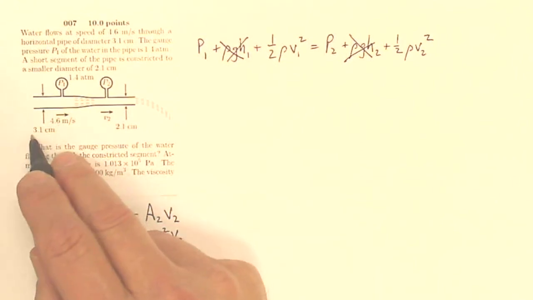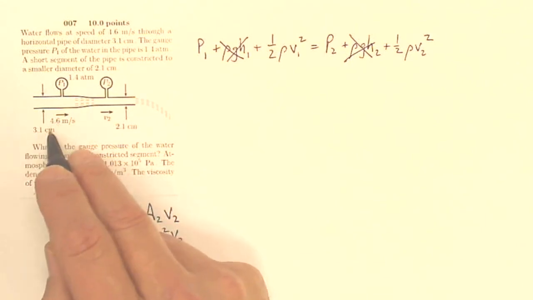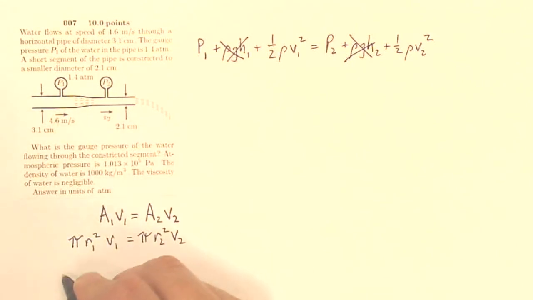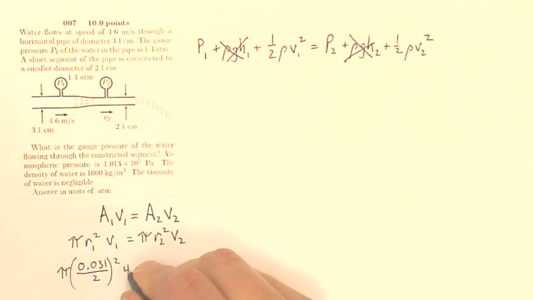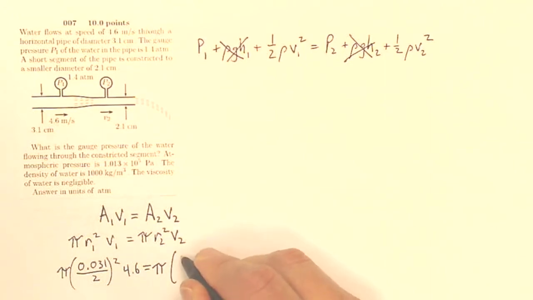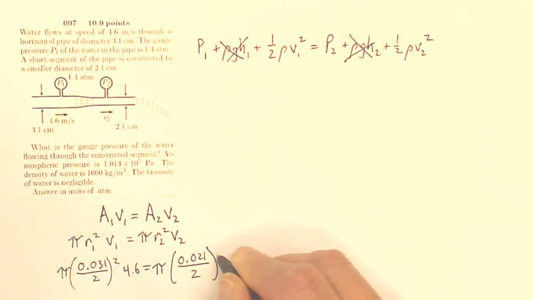But this is centimeters in diameter, so I'm going to have to turn that into a radius. So my radius here, this is going to be pi times 0.031 divided by 2, because they give me a diameter, squared times my velocity of 4.6 equals pi times my radius 2, 0.021 divided by 2 squared, times my velocity 2. So using this, I could go ahead and solve for my velocity 2.